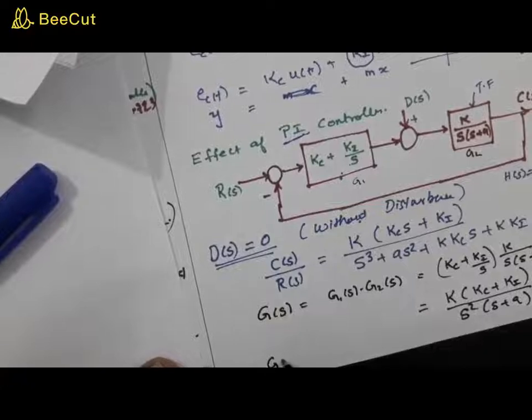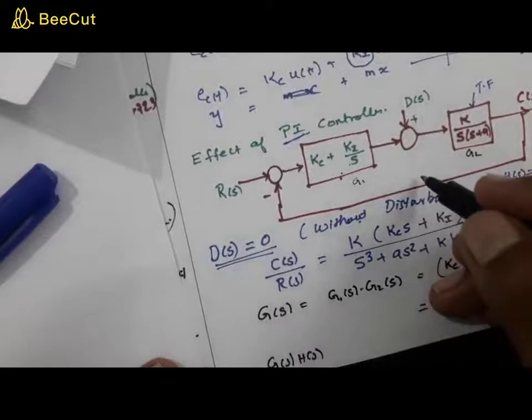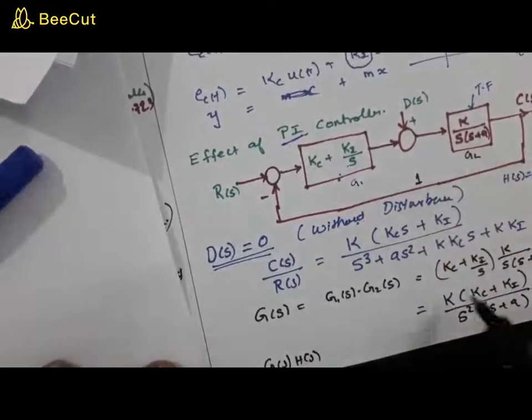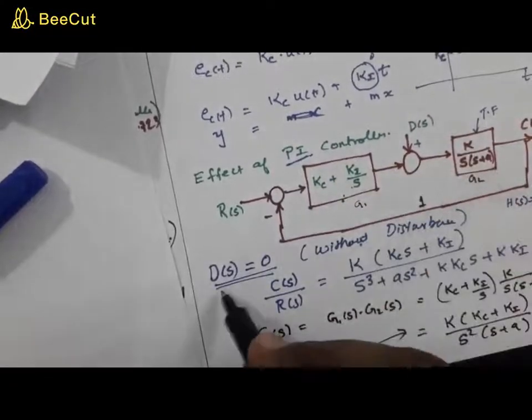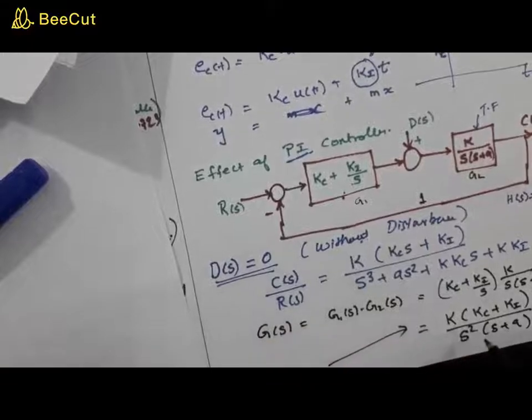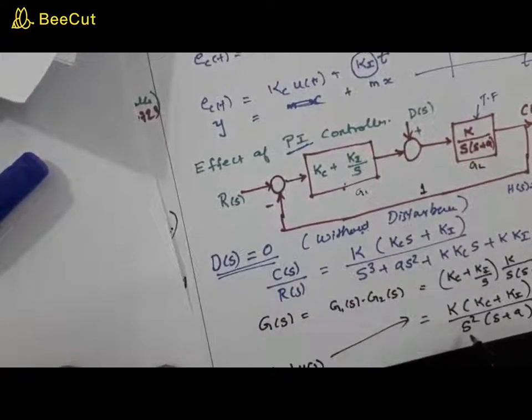Now what must be your g of s h of s? g of s h of s will be the same thing because h of s is equal to 1, right? So this is actually the open loop transfer function of this system when d of s is equal to 0. Comparing to the open loop transfer function, we can see that since there is an s square, this is a type 2 system, meaning there are two poles residing at the origin.